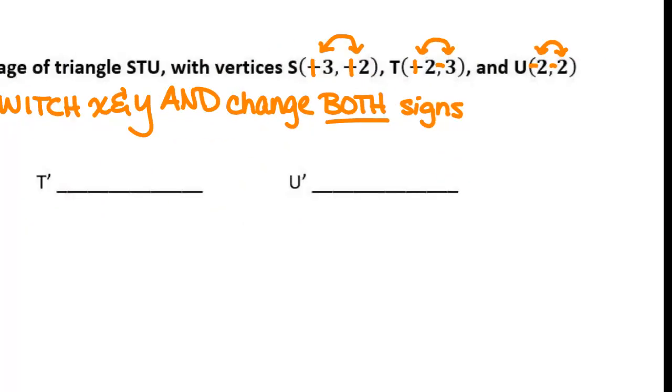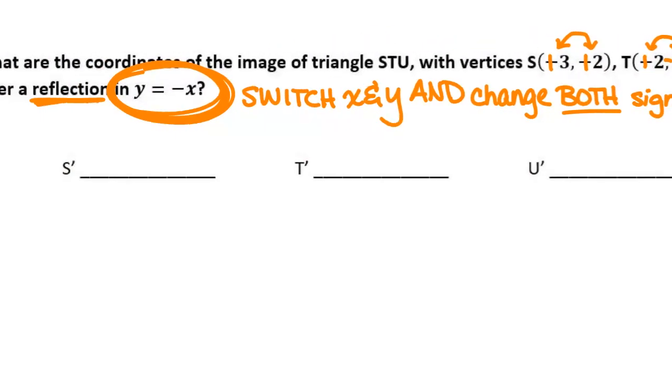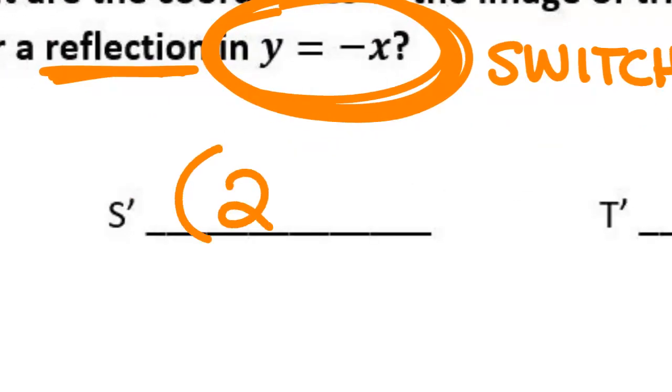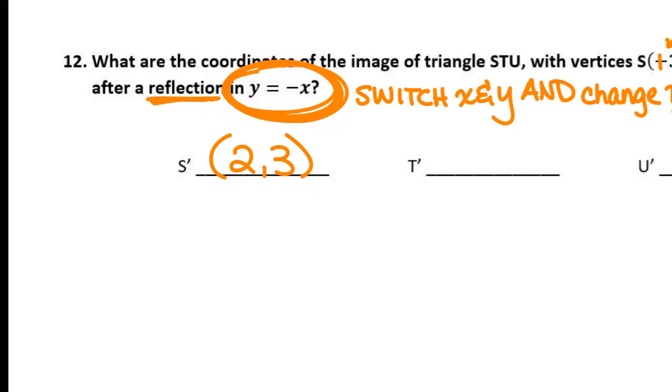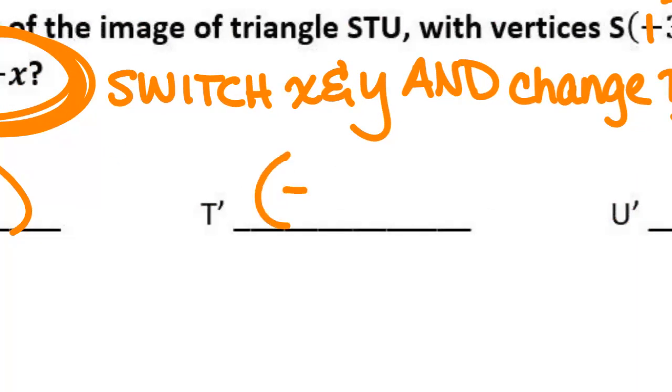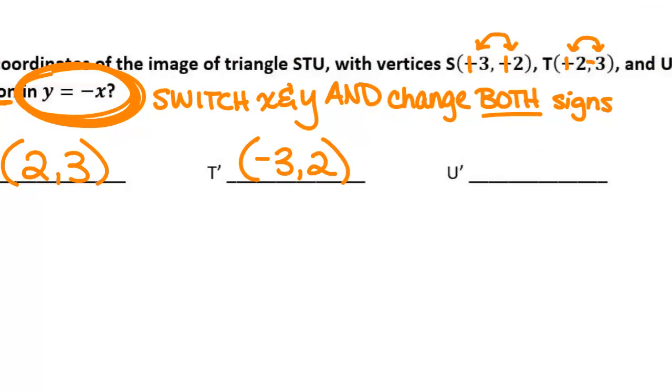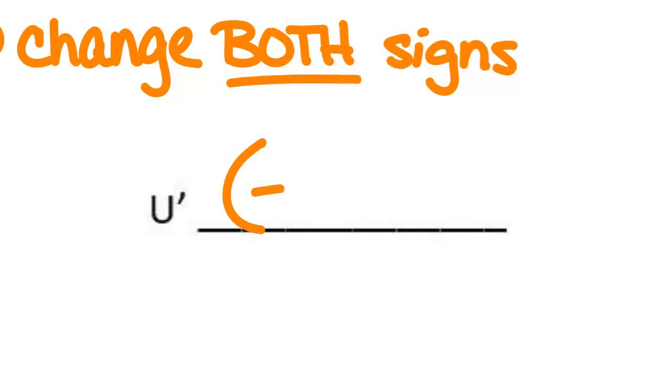So where's S prime then? +2, +3. Yep, remember we switch them and change their signs. What about T prime? -3, +2. And U prime's the easy one. -2, -2.